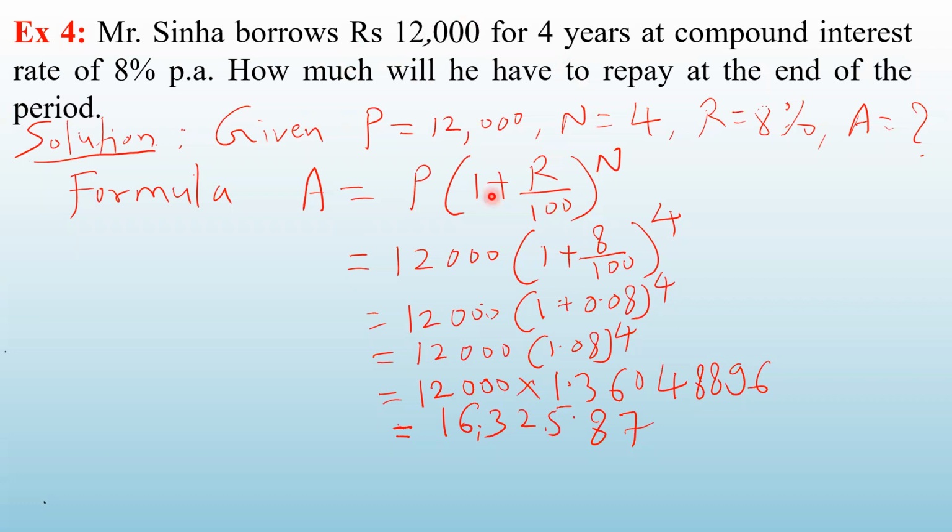So just apply the formula, put the values. A is P into 1 plus R upon 100 raised to power N. P is 12,000. 1 plus 8 upon 100 raised to power 4. Now 8 upon 100 is 0.08. 1 plus 0.08 is 1.08 raised to power 4. So 1.08 raised to power 4 gives you this much. Multiply by 12,000, you get this. So he will have to repay 16,325.87.